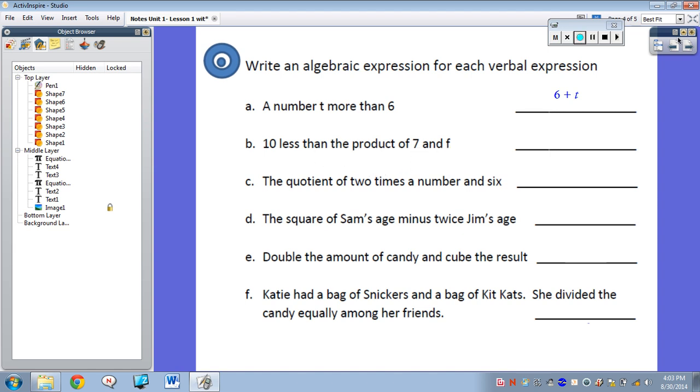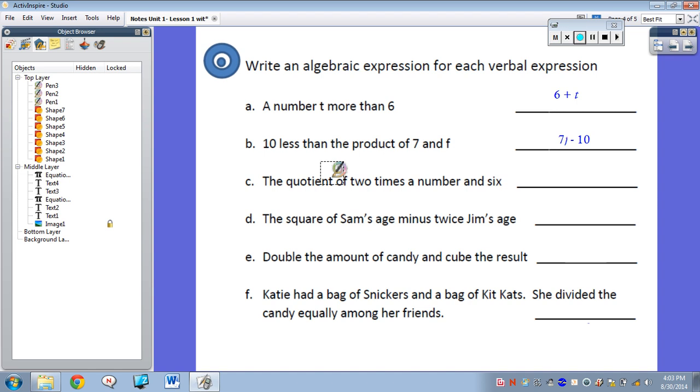So right here, 7 and f, you know you're going to be multiplying those two together. Okay, so this right here is supposed to be an f. So that's 7 times f. And 10 less than that product, which means you're taking 10 away from that product. So you're subtracting 10 from the product 7f.